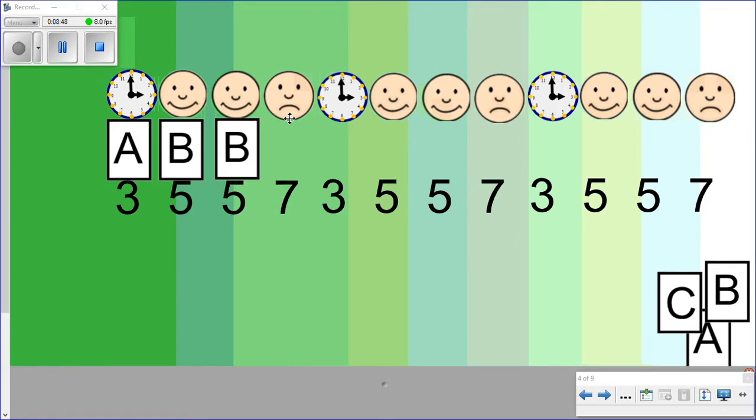And now a sad face, or a 7, so that would be the letter C. So here we have the pattern being A, B, B, C, because we have 2 pictures or 2 numbers in a row that are the same. So the core of the pattern is A, B, B, C. And then it continued, A, B, B, C. What great work!